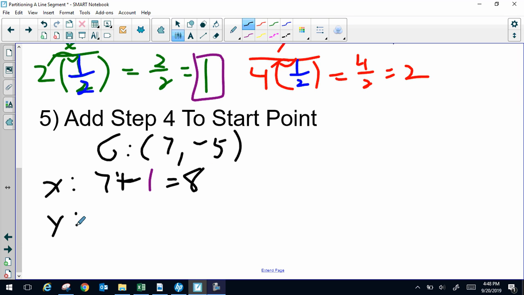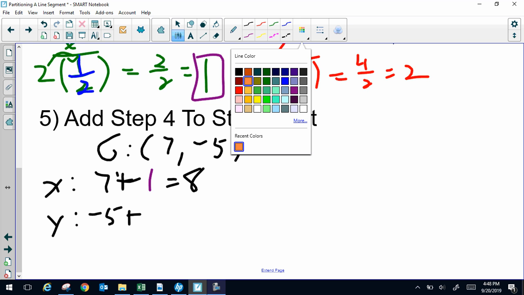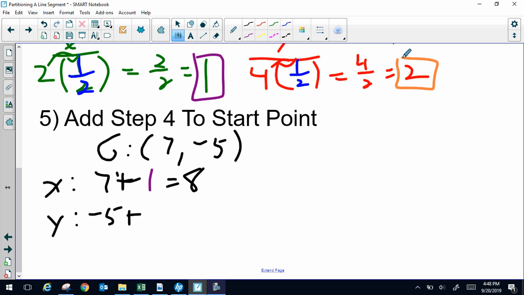Same thing for the y. If I take my y value, which is -5, and I add what we got from the previous step for y, which is 2, I'm going to get -3. So my point is at 8, -3. So again, this is method 1. There are 2 other methods that I'm going to show you in 2 other videos to be able to do these types of problems.